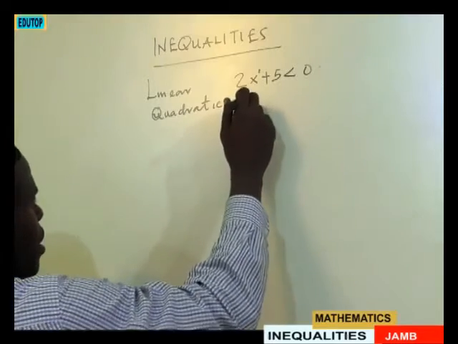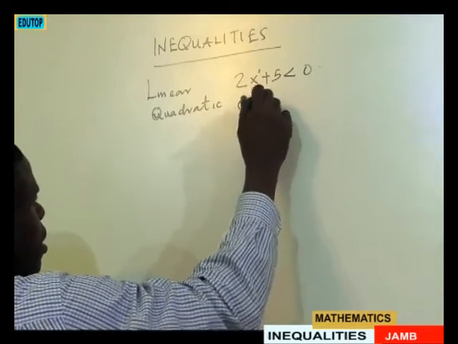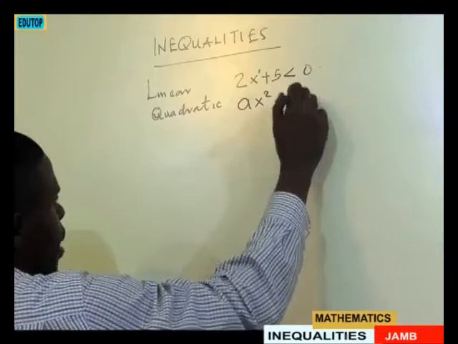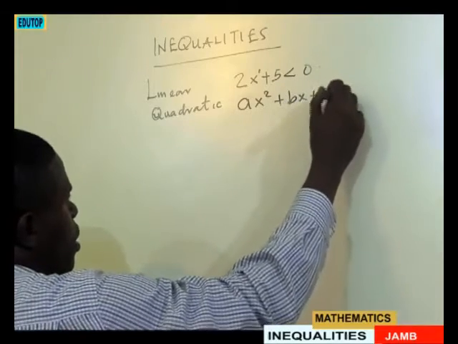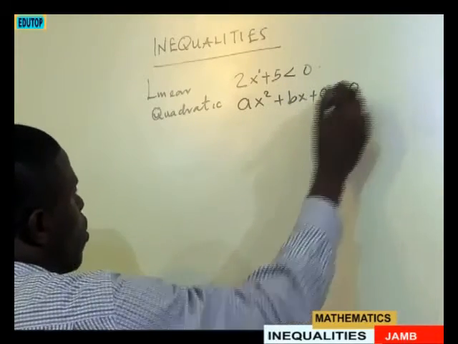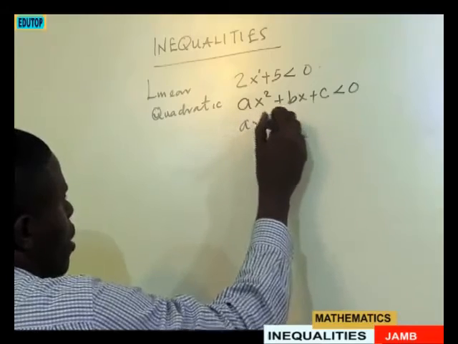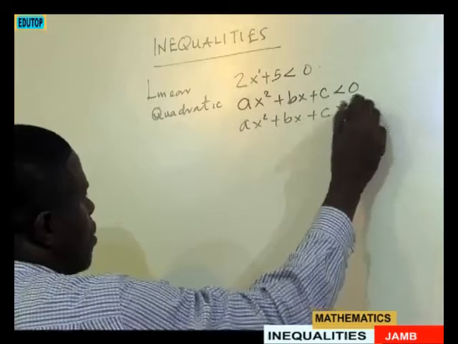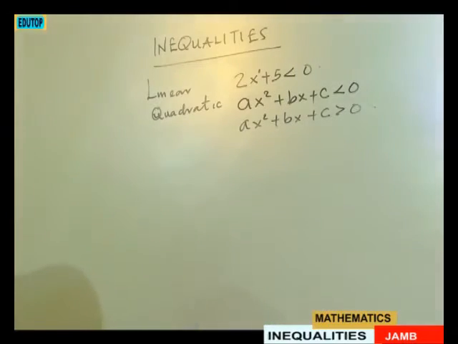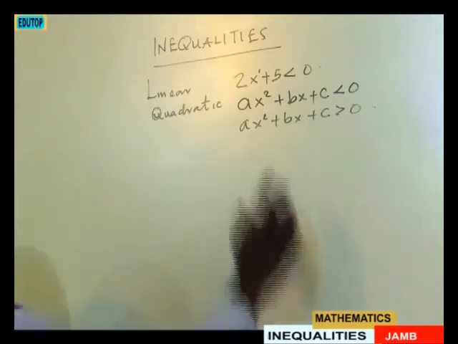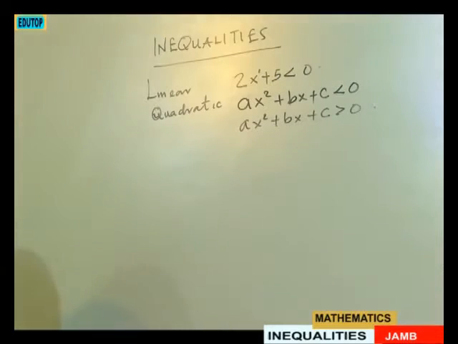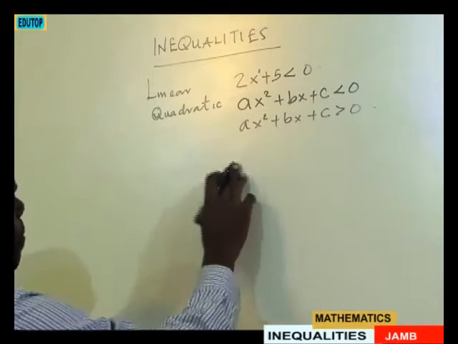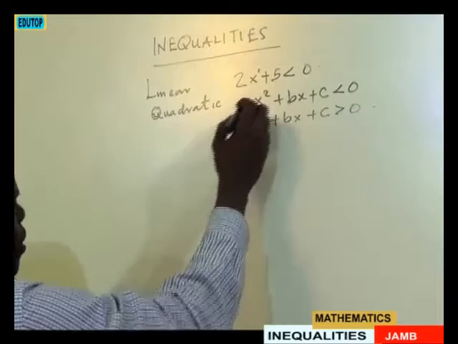But if it is quadratic, it follows this pattern. ax squared plus bx plus c is less than 0, and you can have it ax squared plus bx plus c is greater than 0. So you can have these two dimensions. Now in this situation, you have a case of the first one.